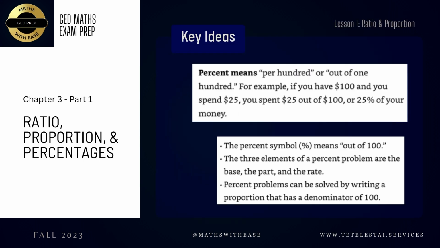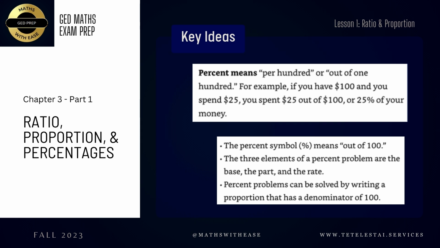So now on to lesson 2, which covers percentages. And percent just simply means per 100 or out of 100. So for example, if you have $100 and you spend $25, you just spent 25 out of $100, or 25% of your money, right? So the key idea to keep in mind is that the percentage symbol simply means out of 100.